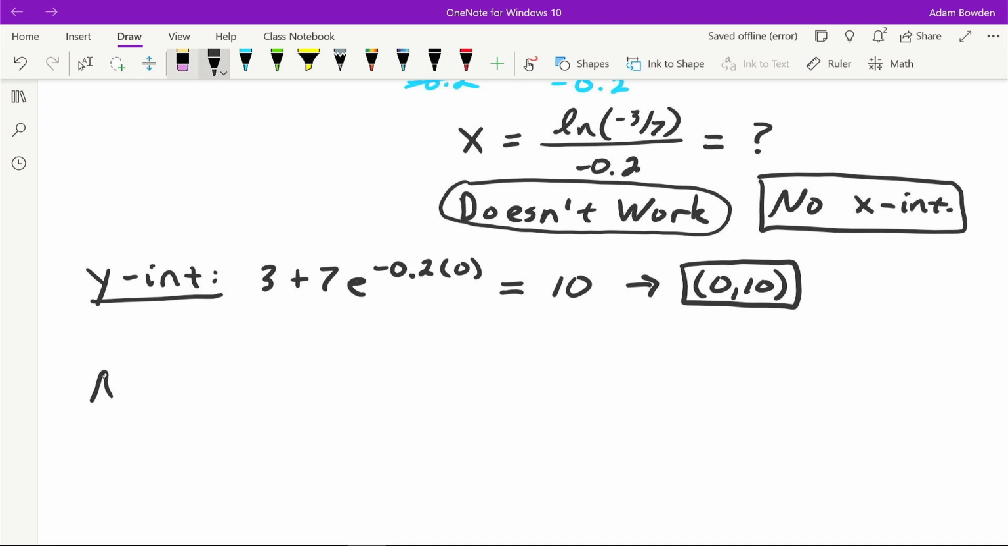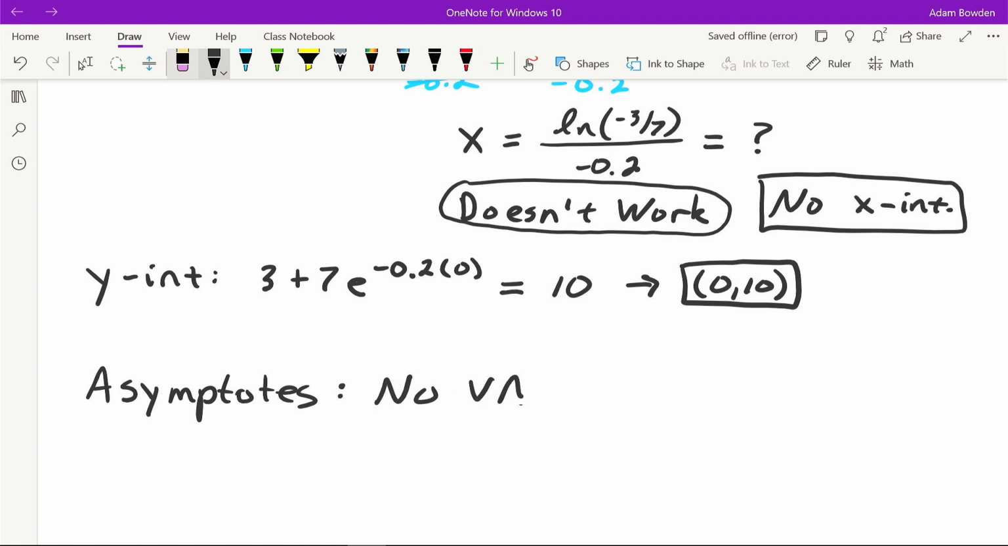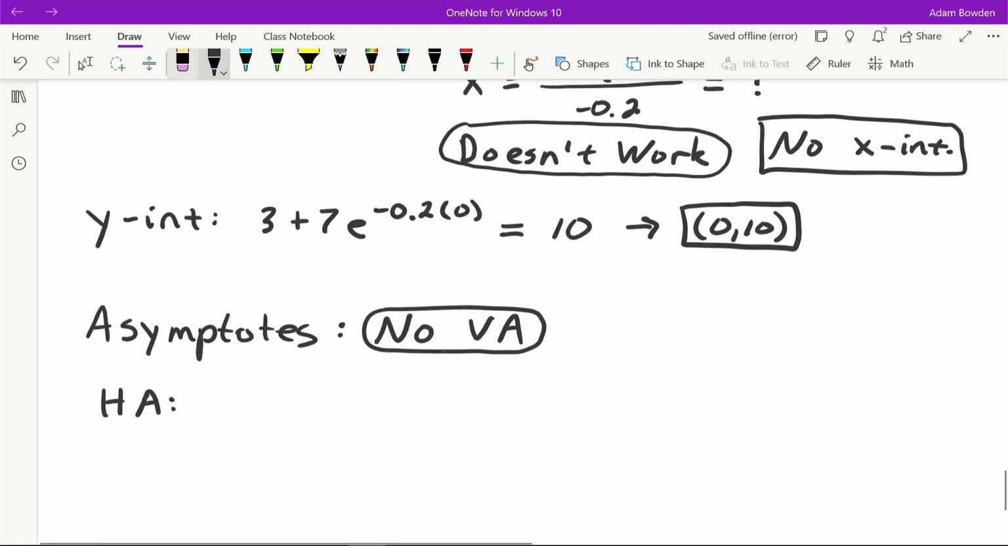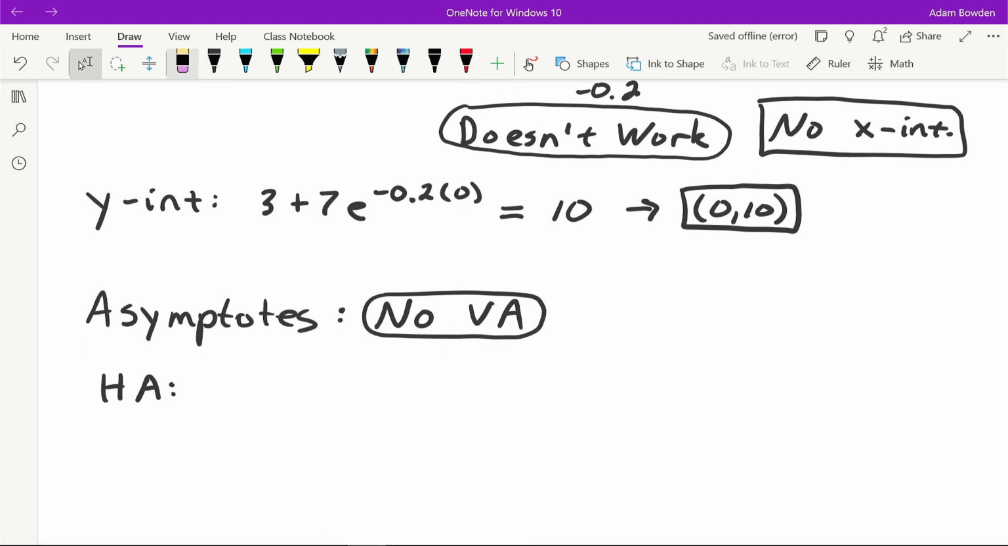Now, if you are asked about asymptotes, for exponential functions, there are no vertical asymptotes. However, like I mentioned there at the start, there could be a horizontal asymptote. And there is actually in this case, if we consider the basic shape of an exponential function, where the horizontal asymptote starts right underneath it.